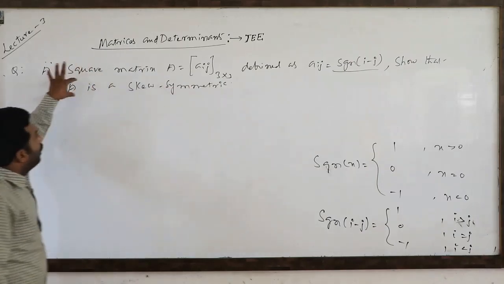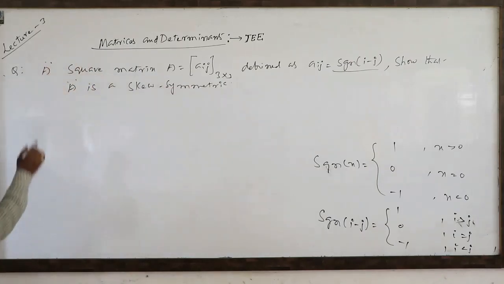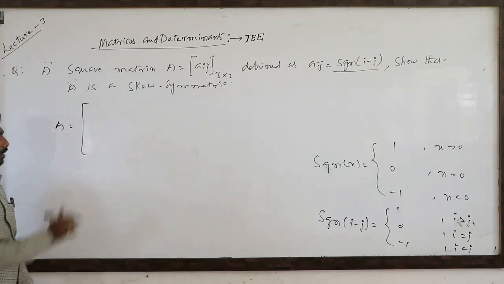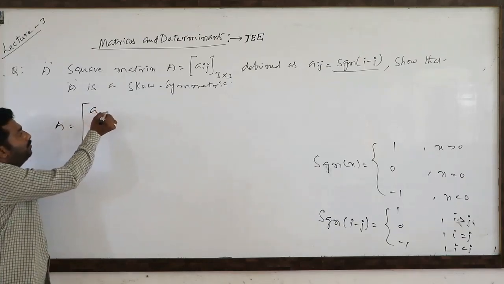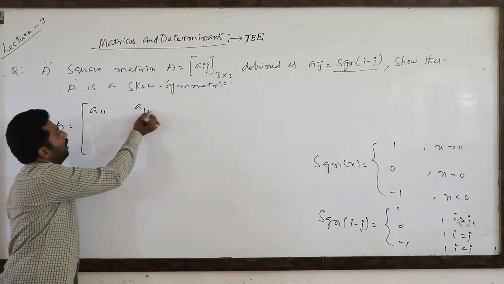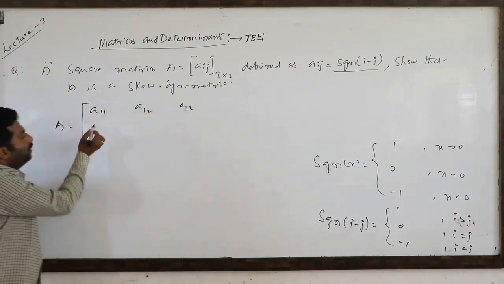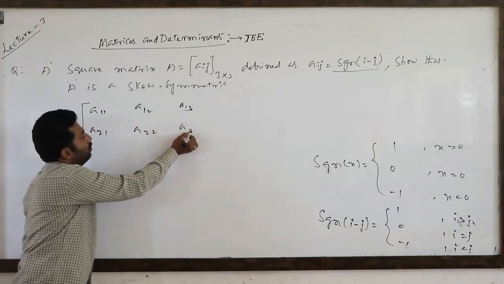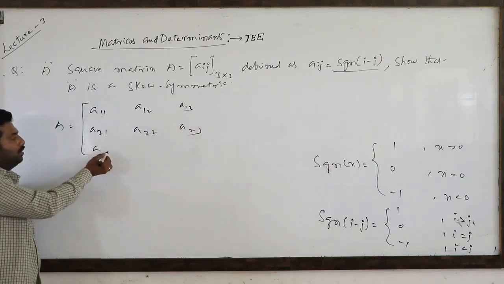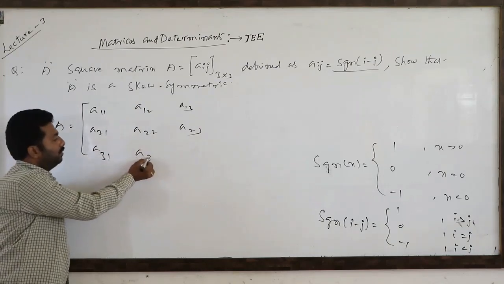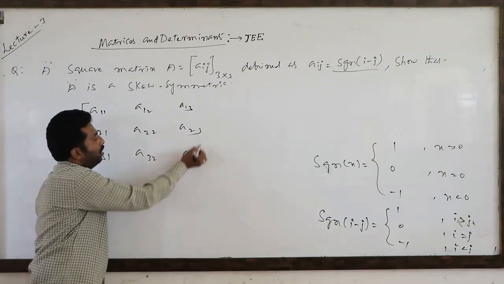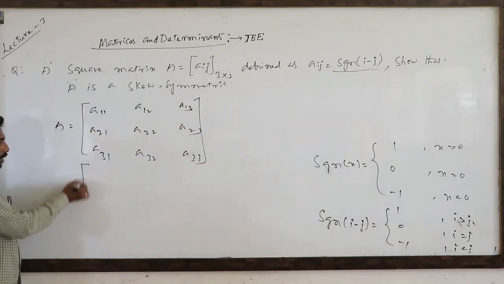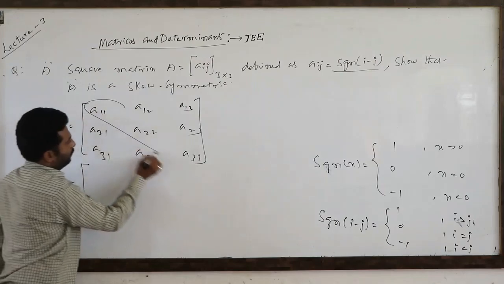So what they are asking is to construct a matrix A of order 3 by 3 and then prove that it is a skew symmetric matrix. First step, I am taking one matrix. A 3 by 3 matrix has the elements A11, A12, A13, A21, A22, A23, A31, A32, A33.